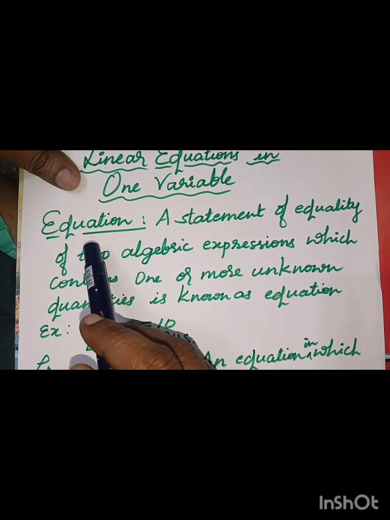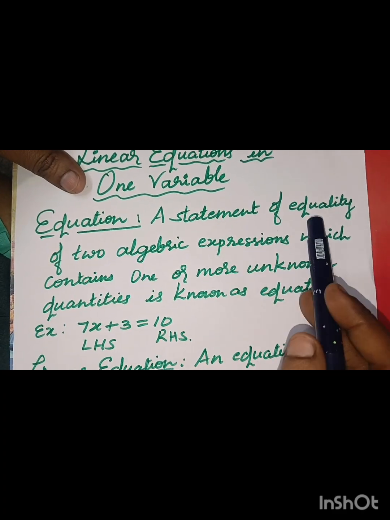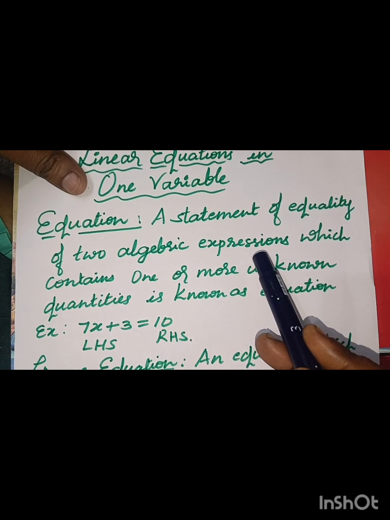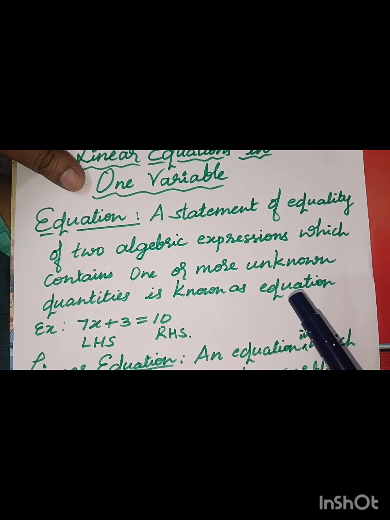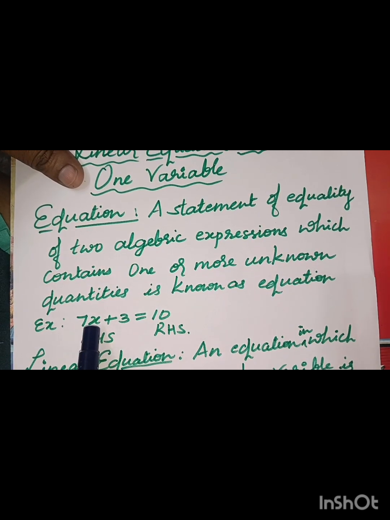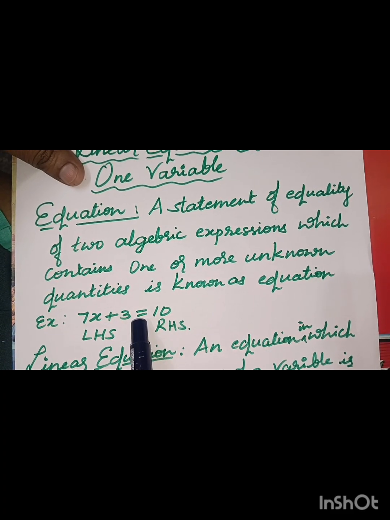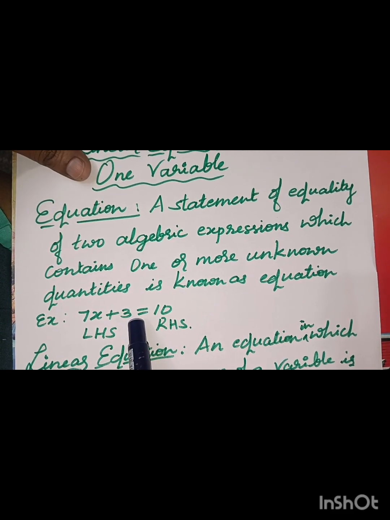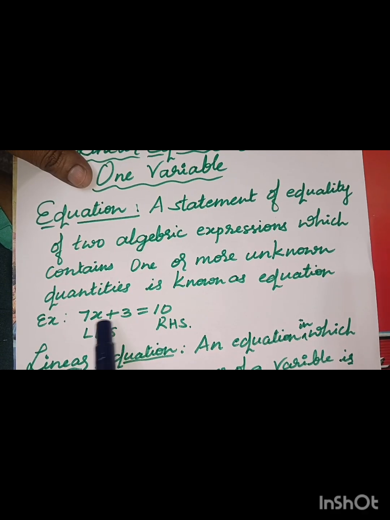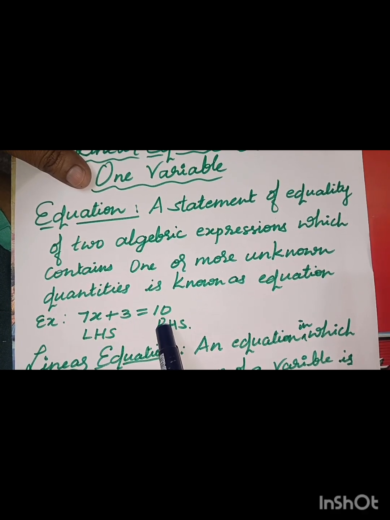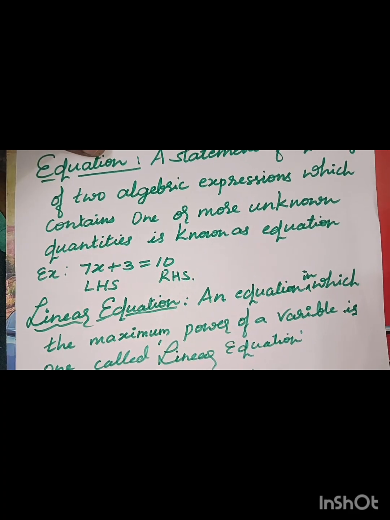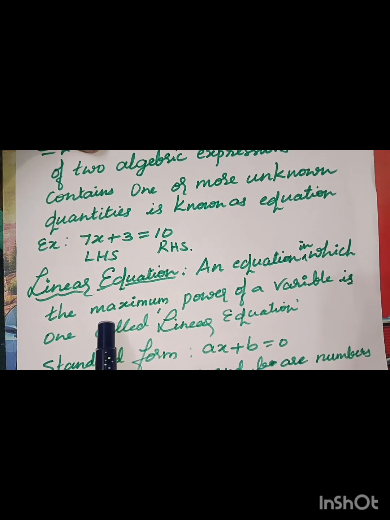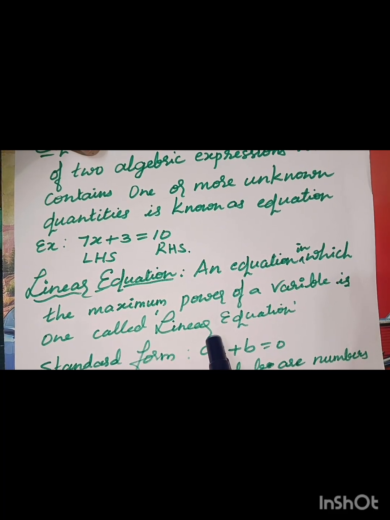So, what is an equation? An equation is a statement of equality of two algebraic expressions which contains one or more unknown quantities. This is the variable, which means the unknown quantity. The equality sign is a must here. The left side of the equation is called the LHS and the right side of the equation is called the RHS.